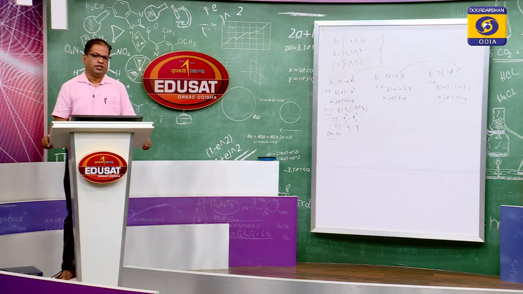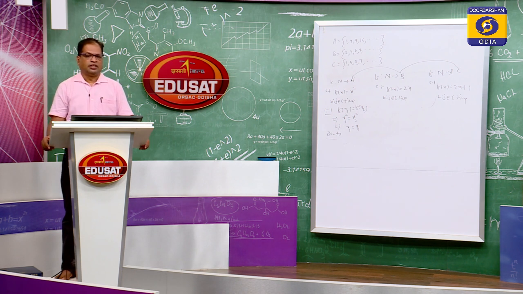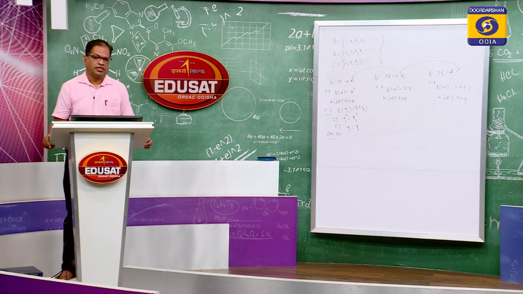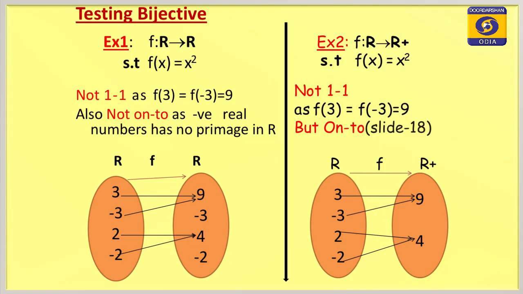And in example 3, it is from positive real numbers to R with the same function. And in example 4, it is from the set of positive real numbers to the set of positive real numbers. So, we first see example 1. In example 1, f is a function from R to R such that f(x) is equal to x square.